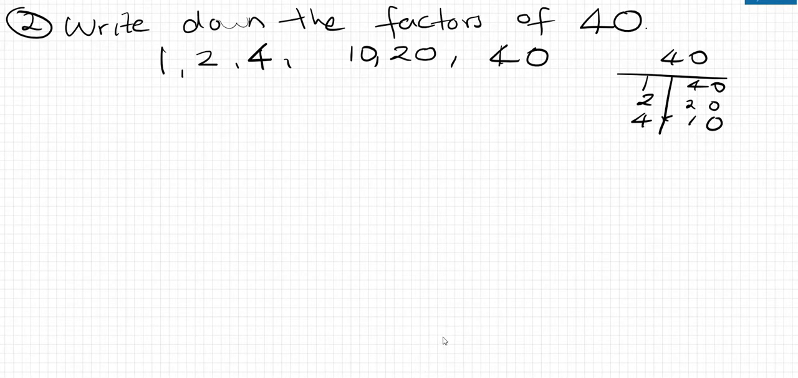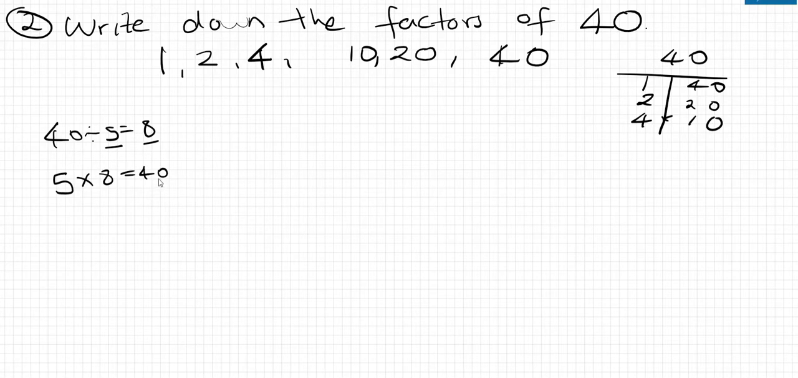Now, I think this might be it, but let me double check because I should look at some more numbers. So I'm at 4 now. The number after 4 is 5. Can 5 divide into 40? Can I go 40 divided by 5 to get an even number? Well, yes, I can. 40 divided by 5 gives me 8, which means 5 and 8 are a factor pair. In other words, 5 times 8 gives me 40.